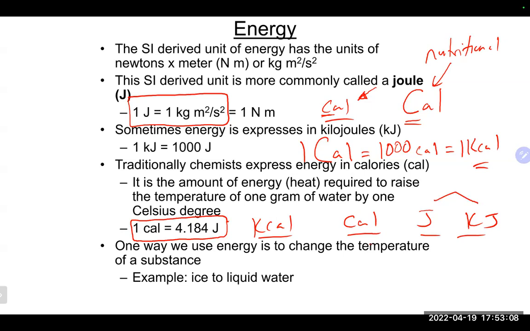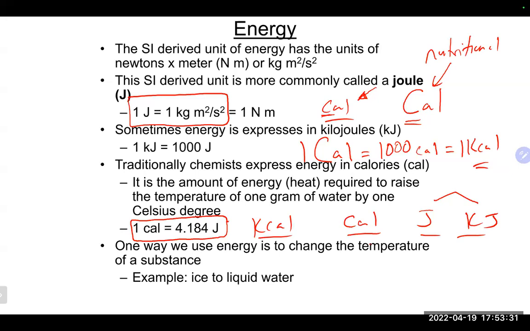One way that we use energy is to change the temperature of a substance. Obviously, a reflection of somebody gaining a lot of energy is that the temperature will start to increase, as opposed to if somebody is losing a lot of energy, we will typically see the temperature come down.